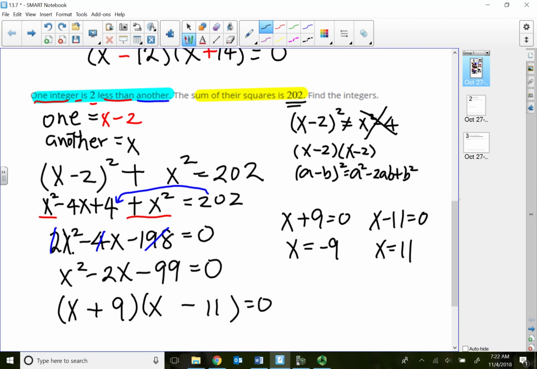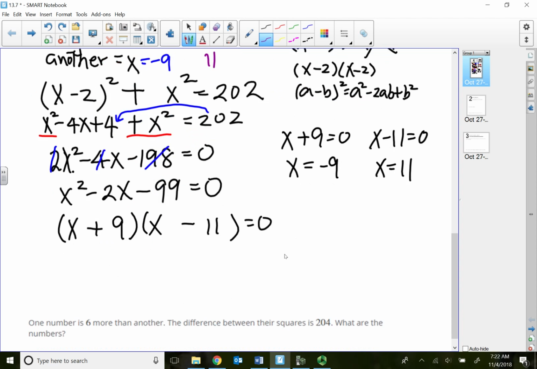All right. Now the problem never said positive or negative integer here, so both my answer are correct. So let's say my another integer will be negative 9. Then that one integer is negative 9 minus 2, which is negative 11. So this is one set of answer. The other set of answer is where another integer is 11. So that one integer is 11 minus 2, which is 9. Okay, so I'm actually having two sets of answer here.